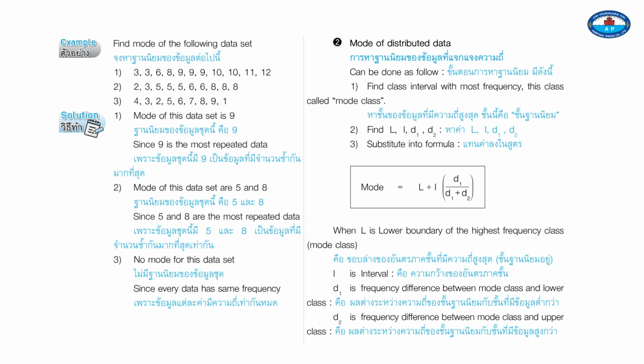When L is lower boundary of the highest frequency class, mode class. I is interval, D1 is frequency difference between mode class and lower class. D2 is frequency difference between mode class and upper class.